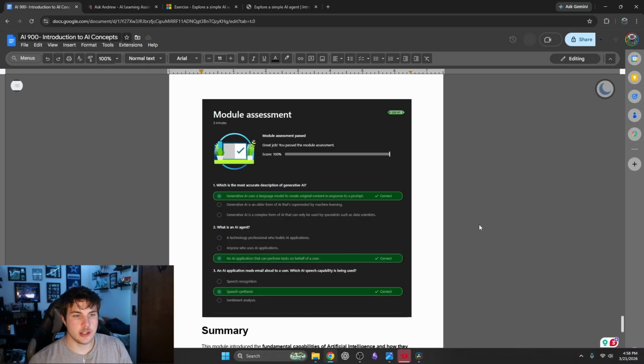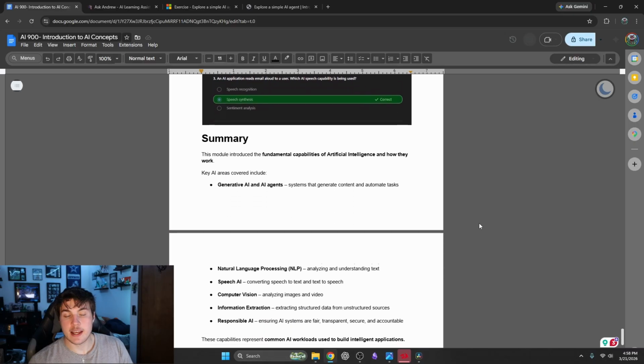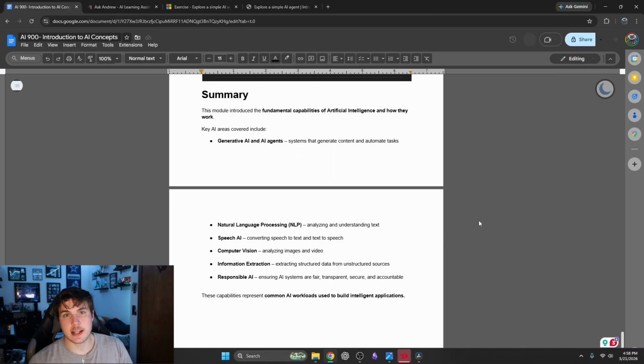So in summary, this module introduced the fundamental capabilities of artificial intelligence and how they work. Key AI areas covered include generative AI and AI agents, systems that generate content and automate tasks, natural language processing, analyzing and understanding text, speech AI, converting speech to text and text to speech, computer vision, analyzing images and video, information extraction, extracting structured data from unstructured sources, and responsible AI, ensuring AI systems are fair, transparent, secure, and accountable. These capabilities represent common AI workloads used to build intelligent applications.